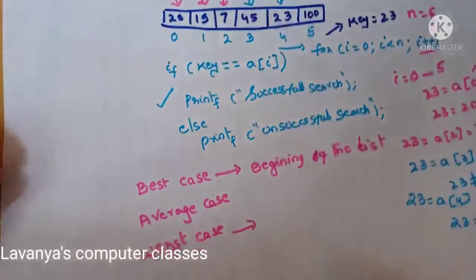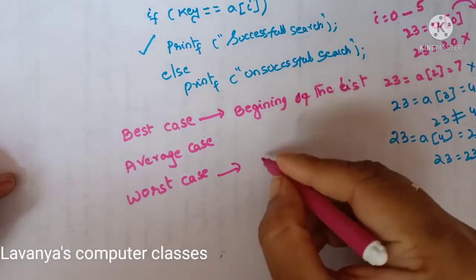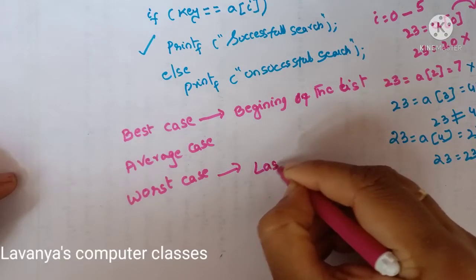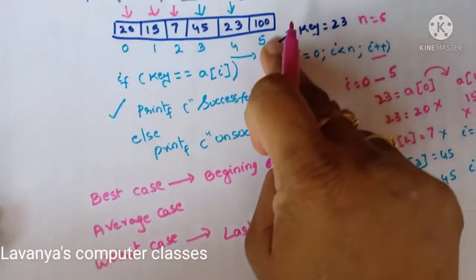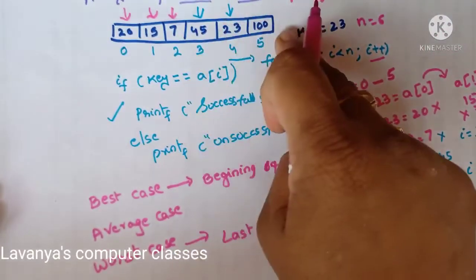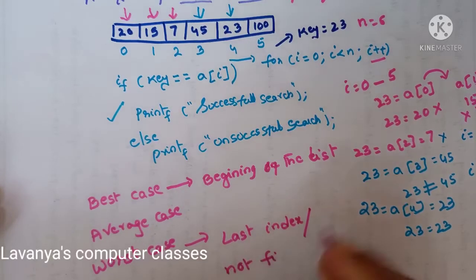Worst case. What does worst case mean? Worst case is searching for a key at the last index. Last index means the last element, that means the search key is in the last element, or it is not found in the list at all.